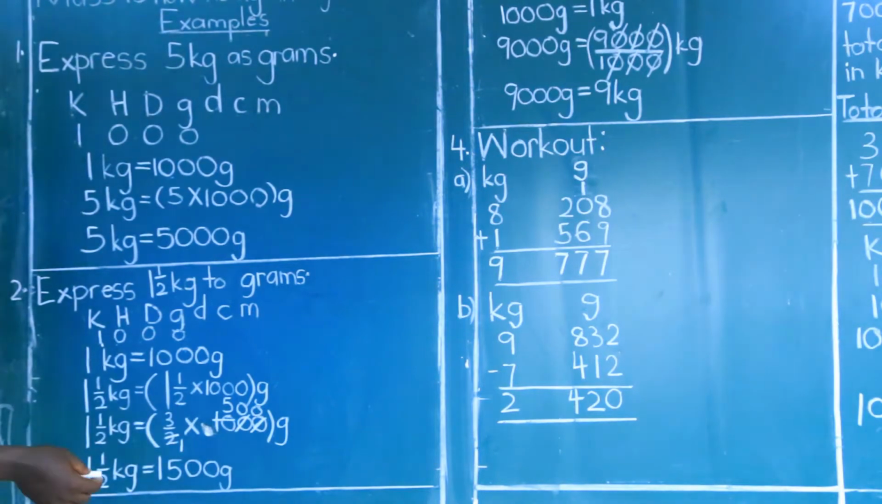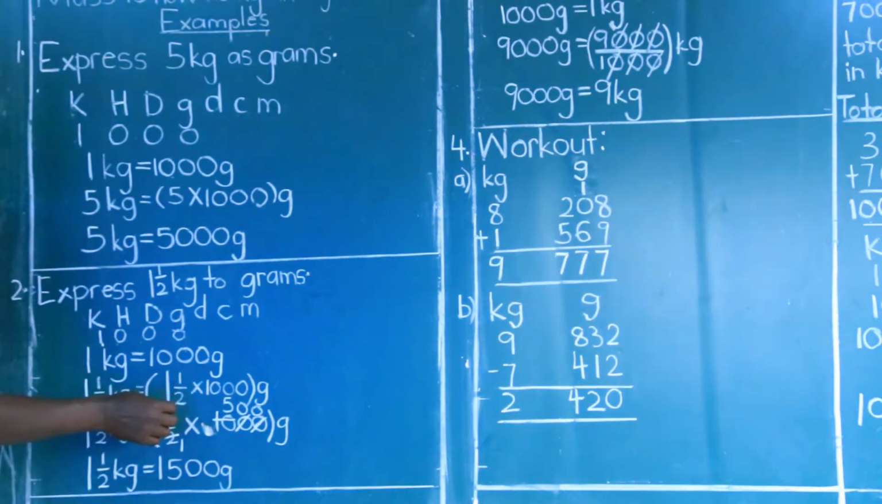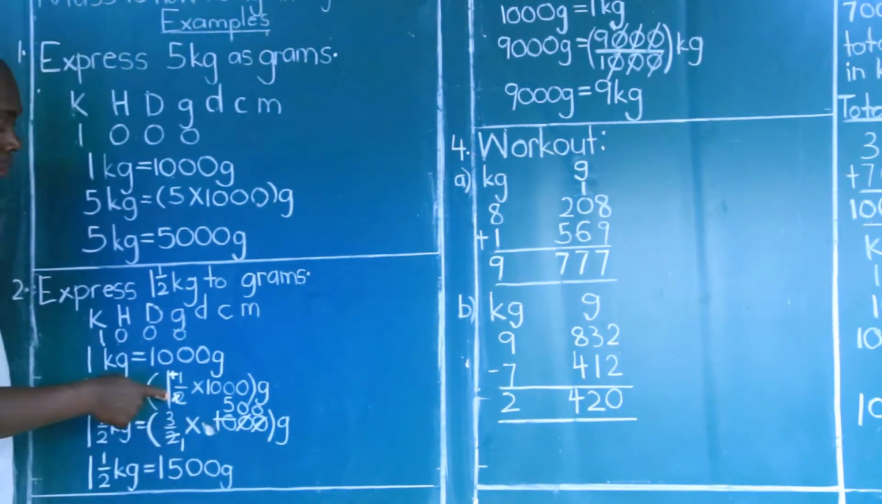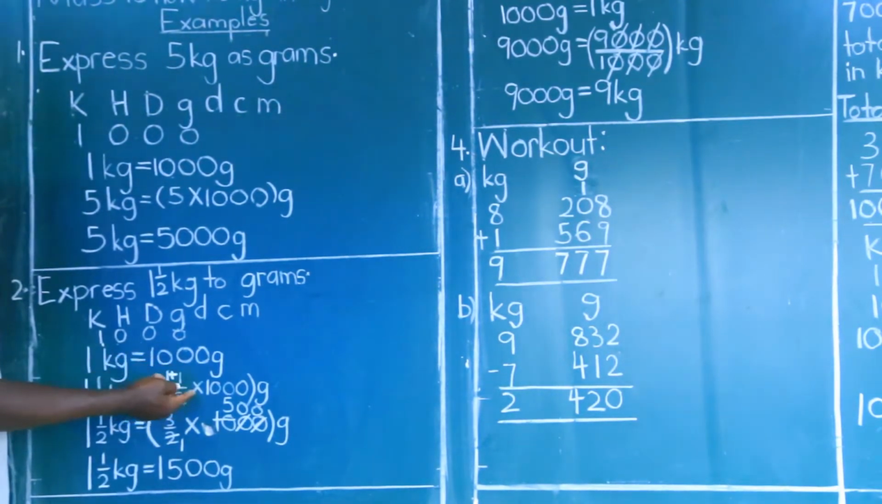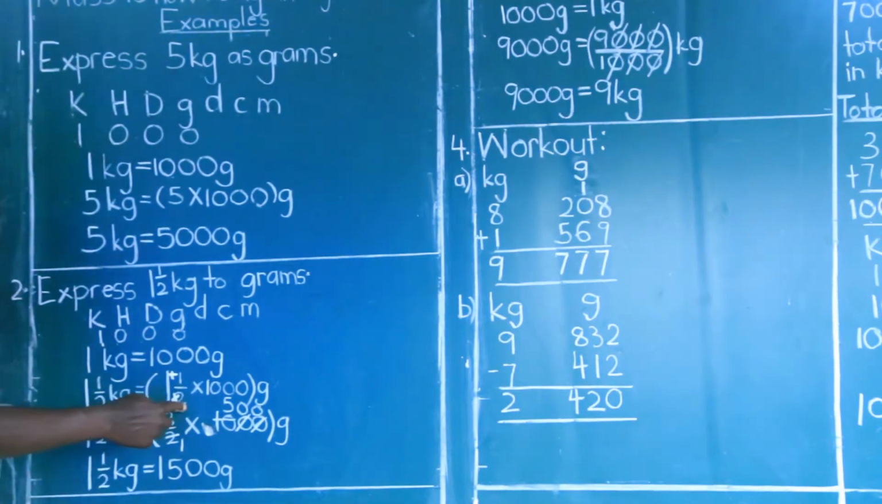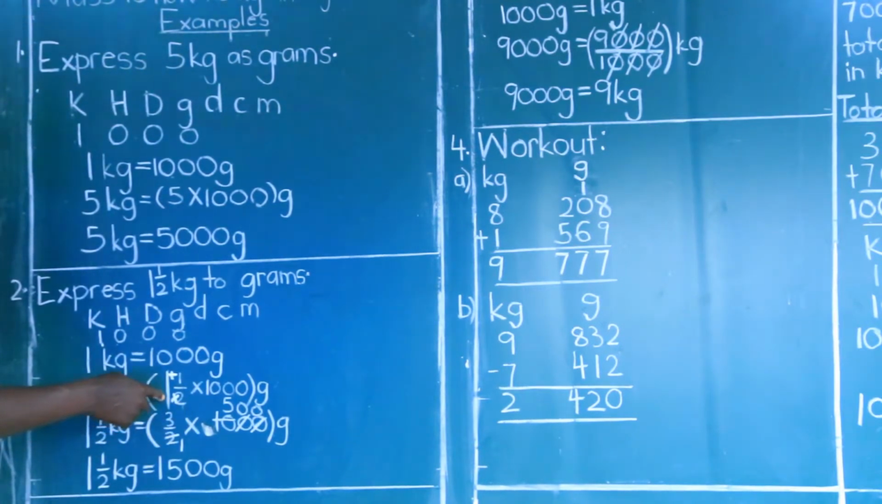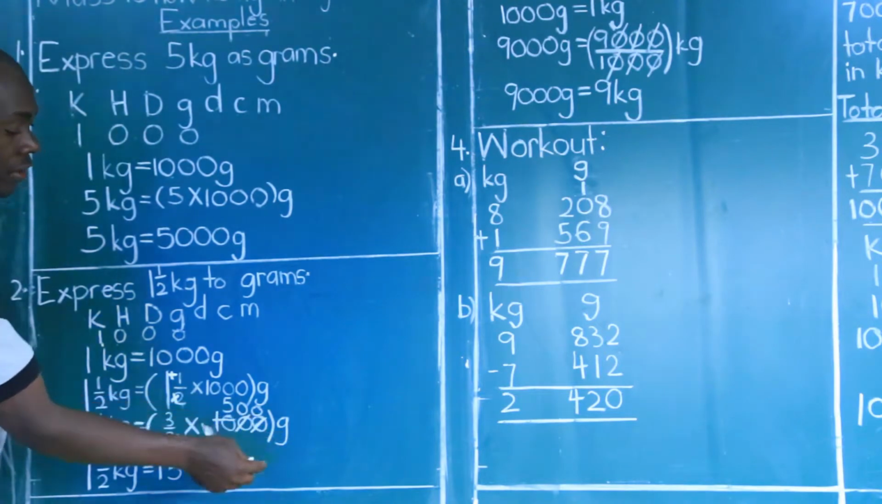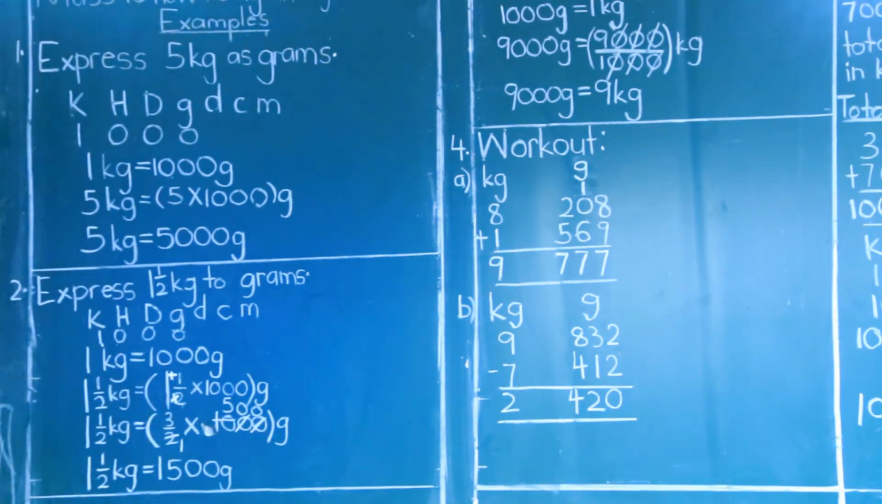You are then going to convert this mixed fraction to an improper fraction by multiplying the denominator times the whole number, then adding the numerator, out of the denominator. So you get 2 times 1 plus 1 out of 2. 2 times 1 is 2, then plus 1 gets 3. You get 3 out of 2. So 1.5 kilograms is equivalent to 3 out of 2 times 1,000 grams.